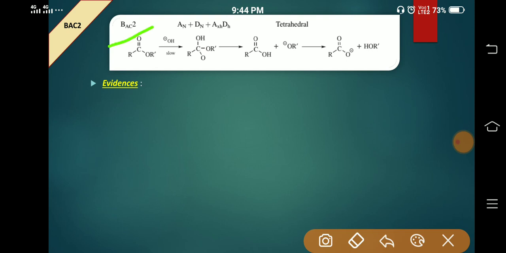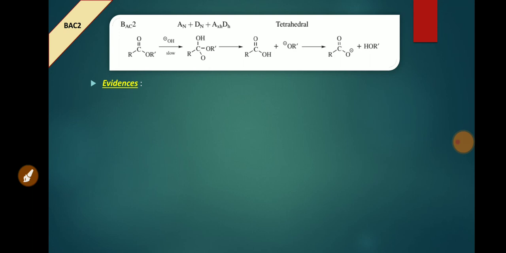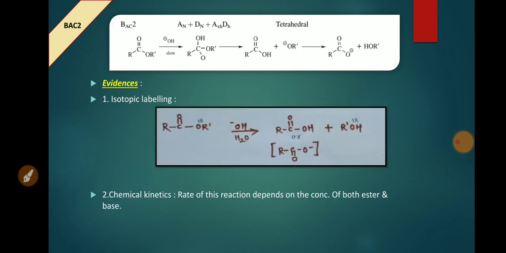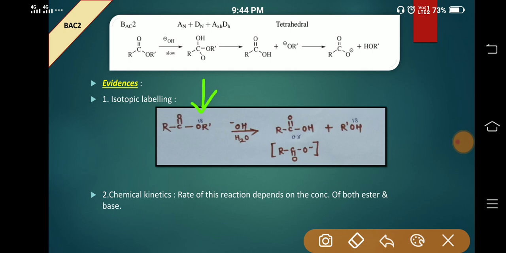The first evidence is isotopic labeling. If the reaction is carried out with an isotopically labeled oxygen in the ester molecule, then attack of the nucleophile gives either acid or carboxylate ion along with an alcohol that has the isotopically labeled oxygen. This is possible if the bond between the acyl carbon and oxygen is cleaved.